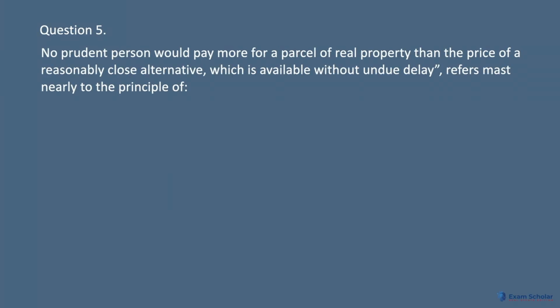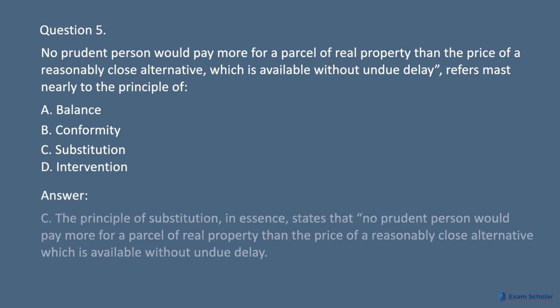Question 5. No prudent person would pay more for a parcel of real property than the price of a reasonably close alternative, which is available without undue delay, refers most nearly to the principle of A. Balance, B. Conformity, C. Substitution, D. Intervention. Answer: C. The principle of substitution, in essence, states that no prudent person would pay more for a parcel of real property than the price of a reasonably close alternative which is available without undue delay.